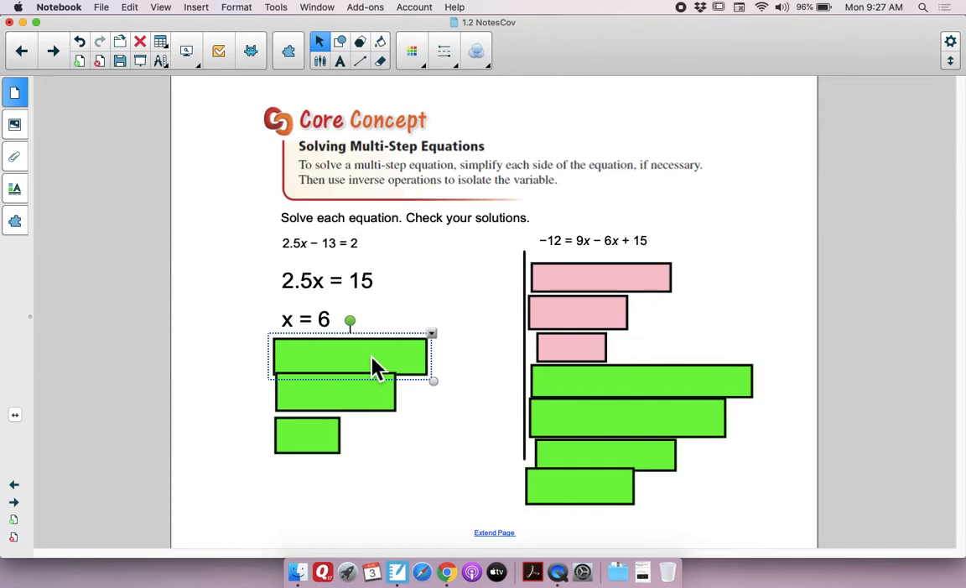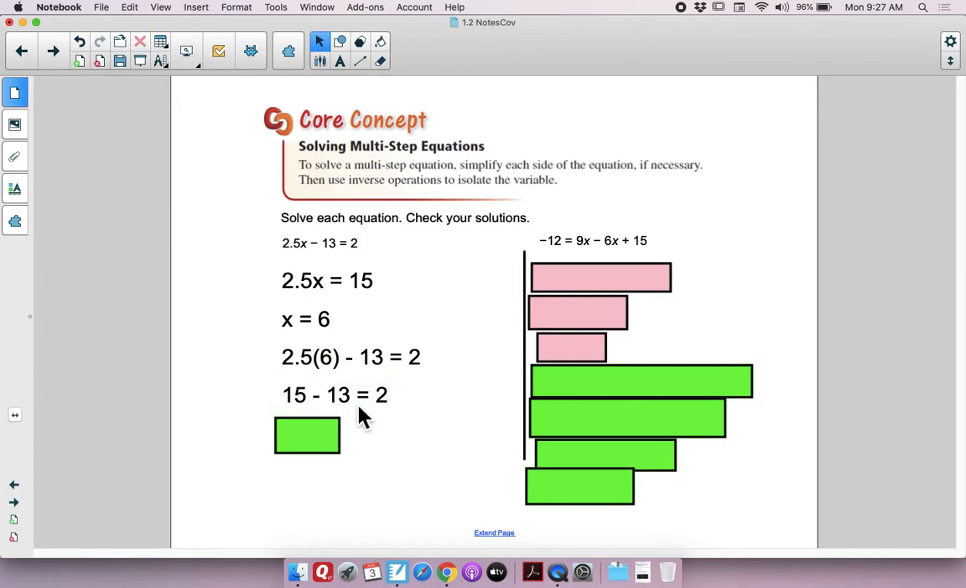Right, you plug back in. So you should have a 6 in there for the x. And if you multiply 2.5 times 6, you get 15. And 15 minus 13 is 2. And that's what we have on the other side. Check, check. Okay, what about the next one?